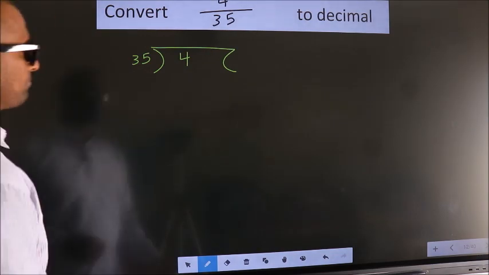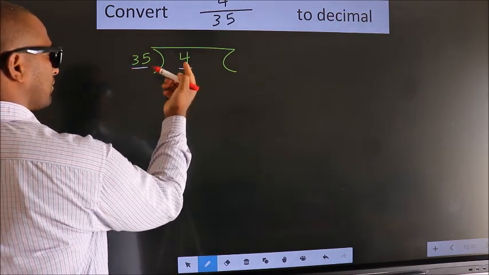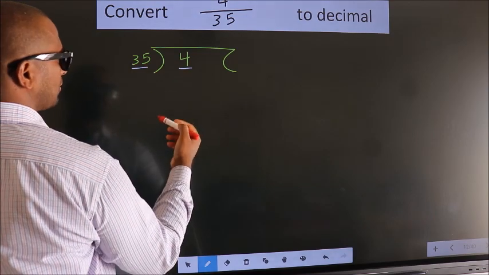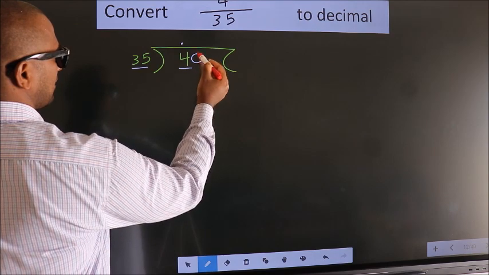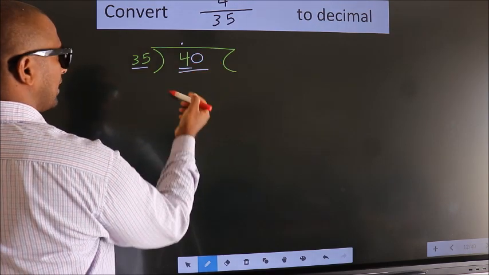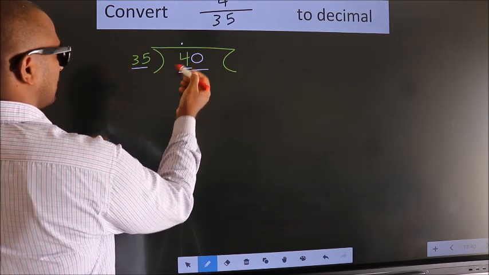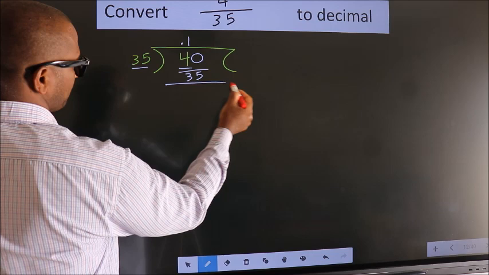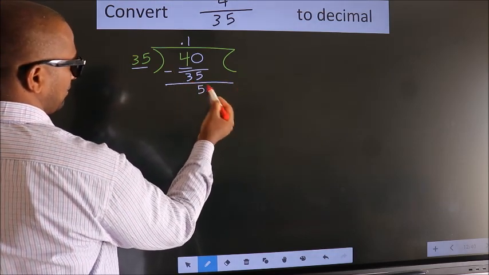Next, here we have 4, here 35. 4 smaller than 35. So what we should do is, we should put dot here, take 0 here. So 40. A number close to 40 in 35 table is 35 ones 35. Now we should subtract, we get 5.